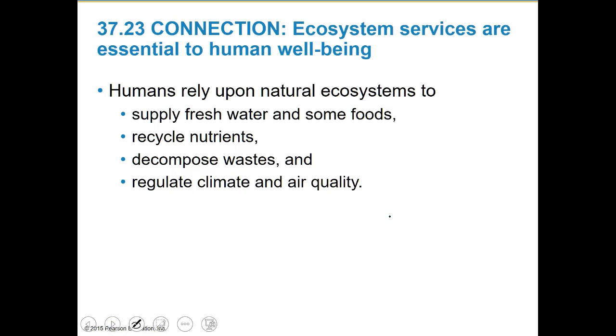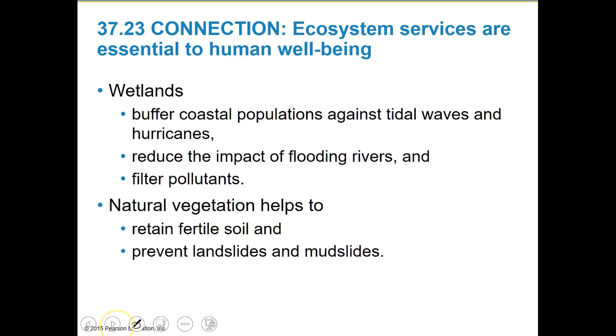Tremendous. So humans rely upon natural ecosystems to supply fresh water and some foods, recycle nutrients, decompose waste, and regulate climate and air quality. So we need this. Wetlands, here's a little bit about them, will buffer coastal populations against tidal waves and hurricanes. They reduce the impact of flooding rivers and filter pollution. So think about flooding rivers, stuff like that. We've seen a lot of that issue even in our own area. So that might be a thing to think of.